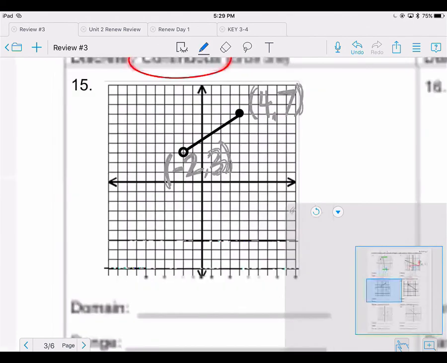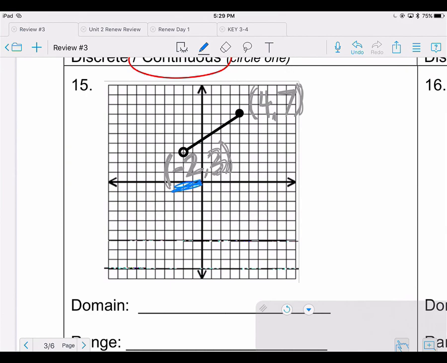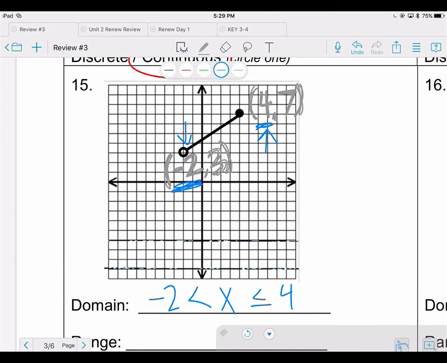So again, domain deals with my x's. My x's are -2 to 4. So my lowest x is -2. At -2, there is an open bubble, so I leave my inequality without the line. X goes in the middle. My highest x is 4, and at 4 there is a closed bubble, so it has a line underneath the inequality.